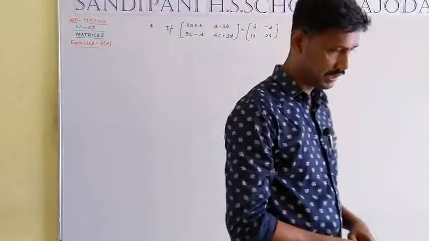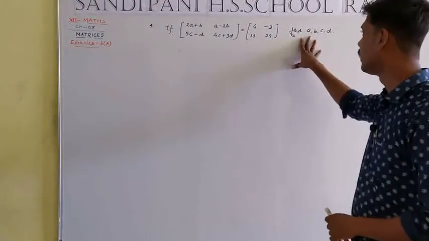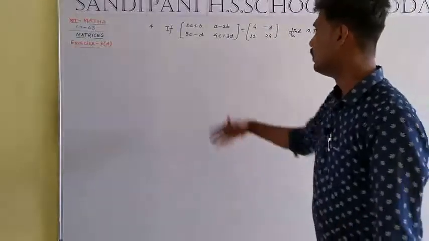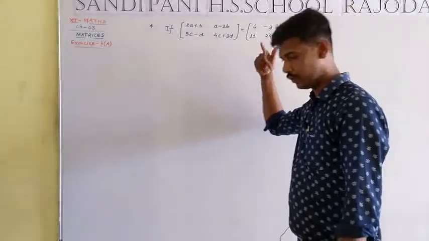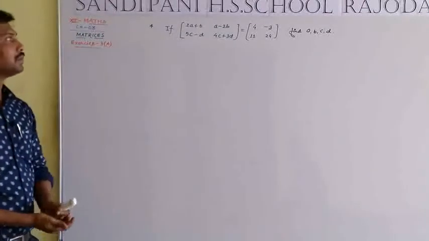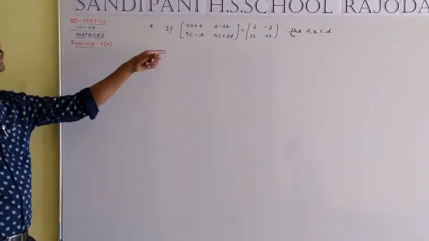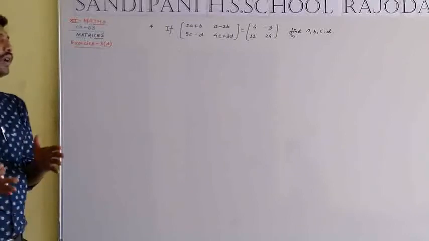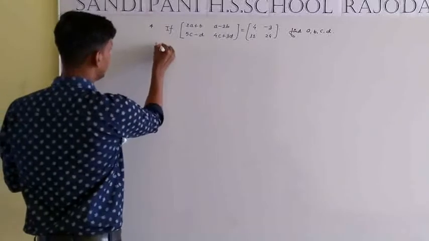Students, what is the message? What is the demand of the question? Find the values of a, b, c and d when these matrices will be equivalent. So students, focus. The elements of the first matrix 2a plus b, a minus 2b, 5c minus d, 4c plus 3d will be equivalent to 4, minus 3, 11 and 24. Simple. Solution is there.